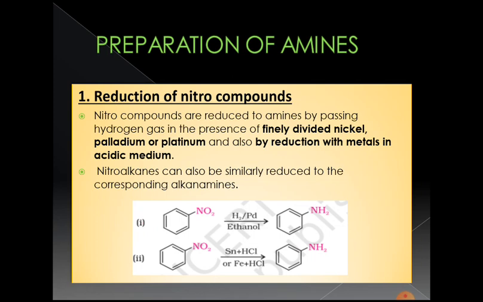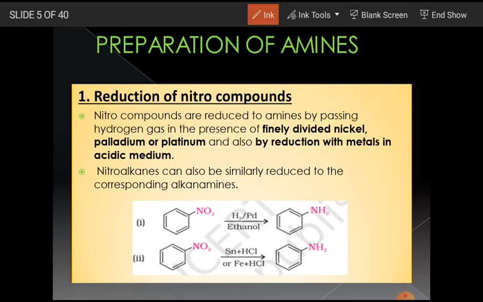Preparation of amines. So let's start with the first method of preparation of amine. The first one is by the reduction of nitro compounds. So how can we prepare amines by the reduction of nitro compounds? It's very easy. If we have nitro compounds, we can use finely divided nickel, palladium and platinum, and we can pass hydrogen gas. Hydrogen in the presence of platinum, palladium, nickel. That is the first method.